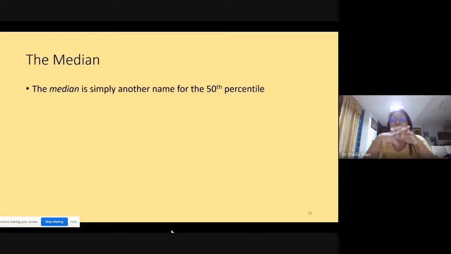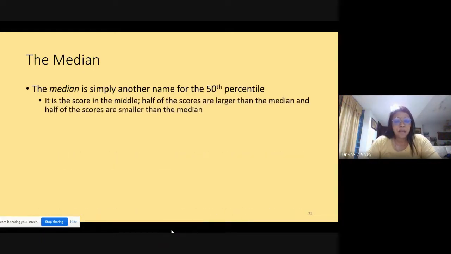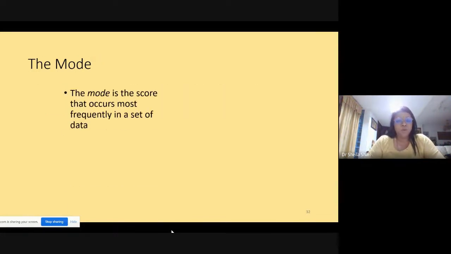Median is a middle number. So you arrange them accordingly, 30, and the 15th number will be your middle number. That is what you call the median. It is the score in the middle. Half of the scores are larger than the median and half of the scores are smaller than the median. So you arrange them in ascending order, and you take the middle number. So it becomes the median.